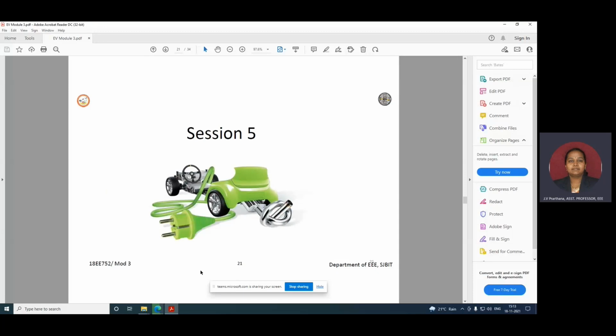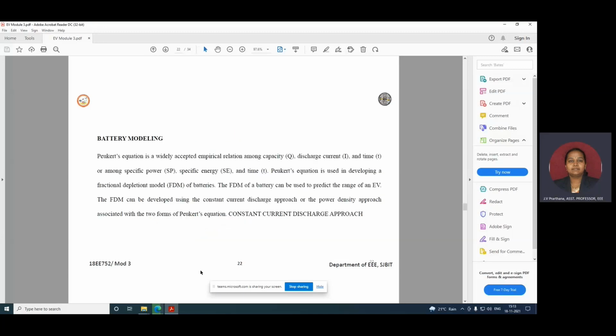On battery modeling. Battery modeling is the concept of designing our own battery or choosing the battery which is now prevailing in the market. Peukert's equation is widely accepted empirical relation among the capacity, discharge current, time, and many other specifications like specific power, specific energy, and time. It relates Q, I, T, SP, SE, and T.